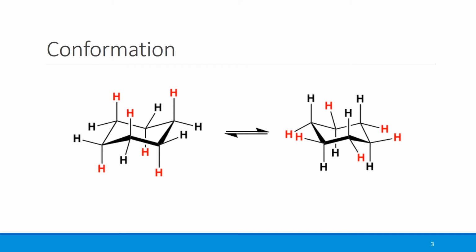So this is a model of cyclohexane in the chair conformation, and that's a particular spatial arrangement of atoms within the molecule. So on the left, the hydrogen atoms in red are positioned vertically, which is the axial position, and those in black are equatorial. So the model on the right is the same cyclohexane molecule after a chair flip, which is a series of bond rotations that result in the axial and equatorial hydrogens switching places. So those black hydrogen atoms are now axial and the red are now equatorial.